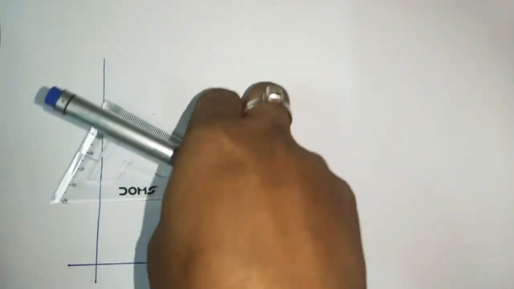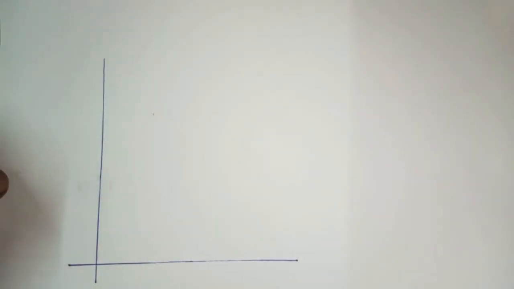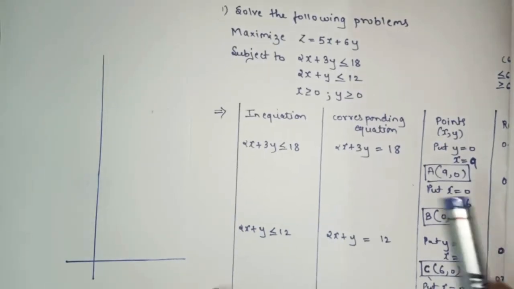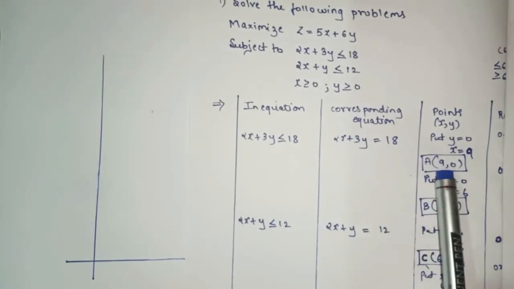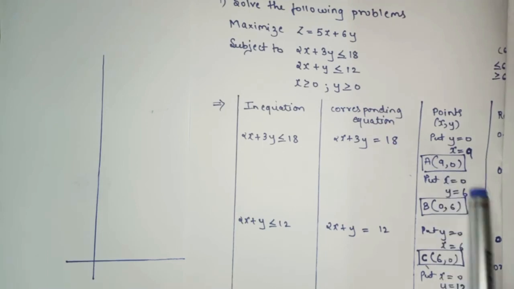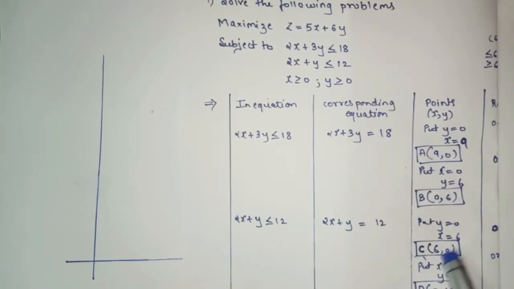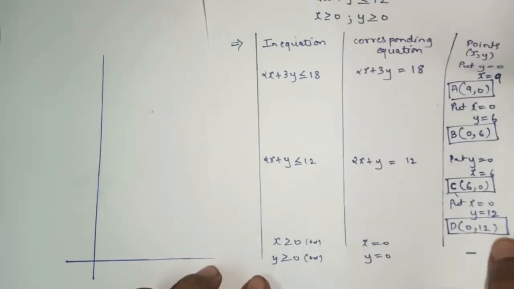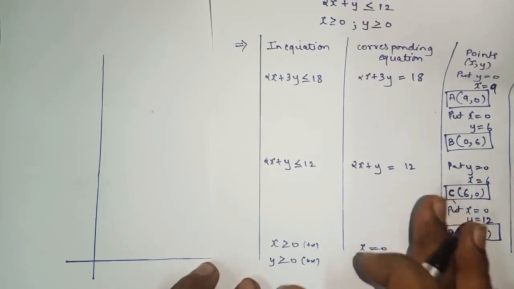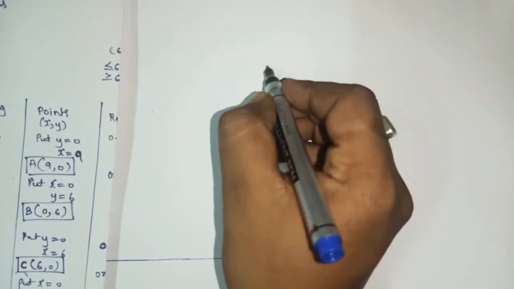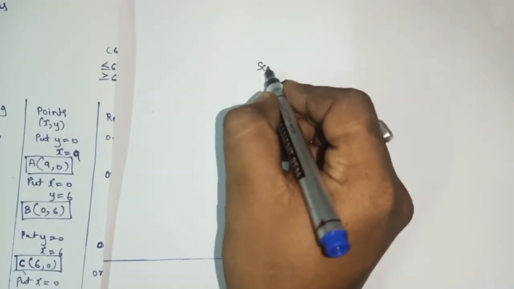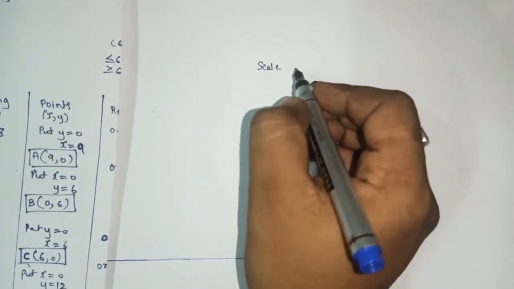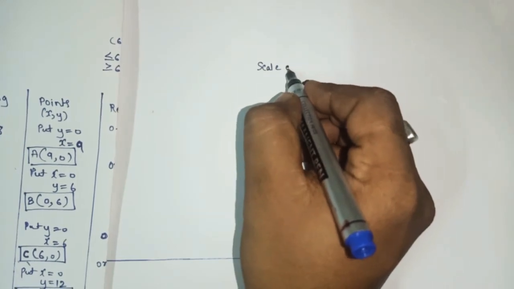Okay, so let's see the second step. Now the second step is what? You have to plot the points. First 9 comma 0, then second 0 comma 6, third 6 comma 0, and the last one 0 comma 12. Now here we have to take a proper scale. So here we'll write scale. And remember, on both the axes you have to consider the same scale.